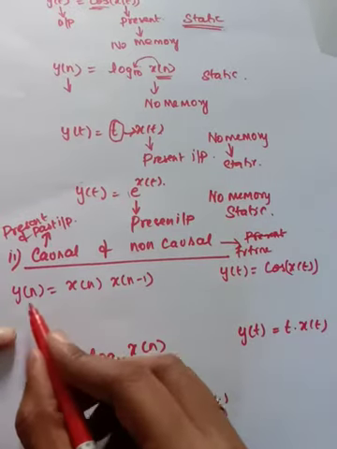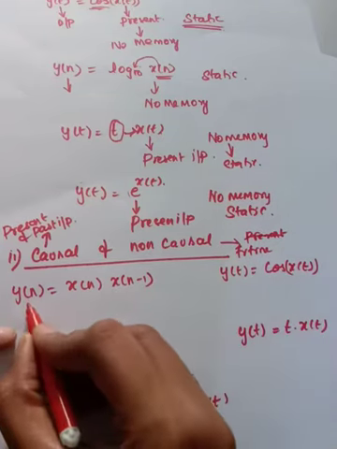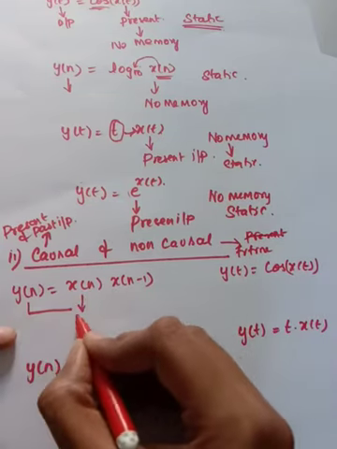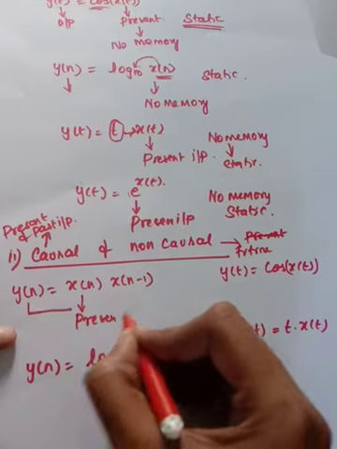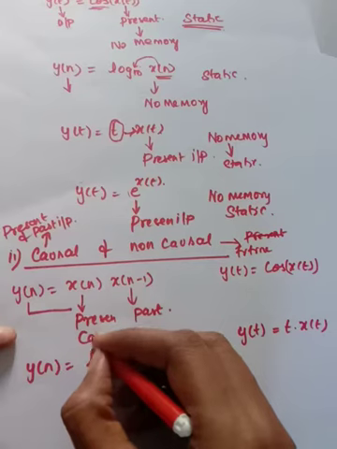Now see y of n is equal to x of n into x of n minus 1. This output depends upon the present input as well as the past input values. So the system is said to be a causal system.